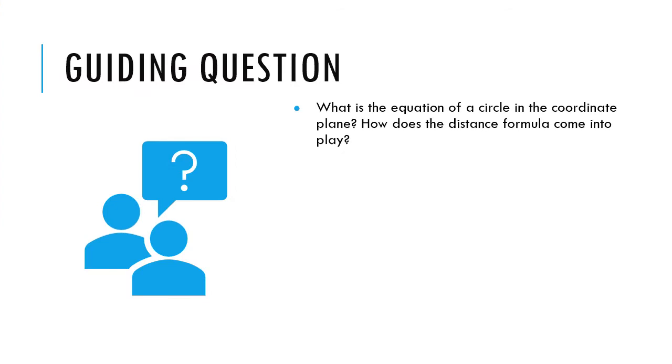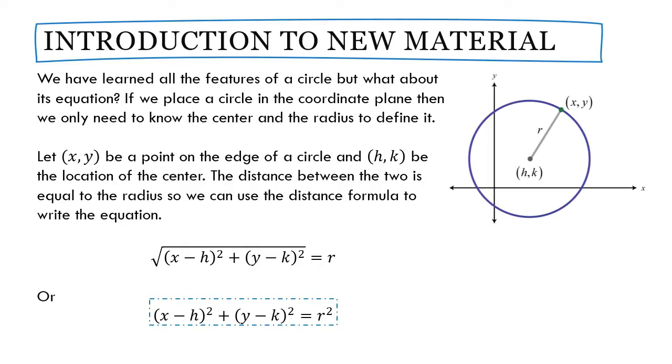Our guiding question for this lesson is, what is the equation of a circle in the coordinate plane? And also, how does the distance formula come into play? So let's talk about it. So we've learned all the features of a circle, but what about its equation? If we place a circle in the coordinate plane, then we only need to know two things: the center and the radius. If we know those two things, we can define it.